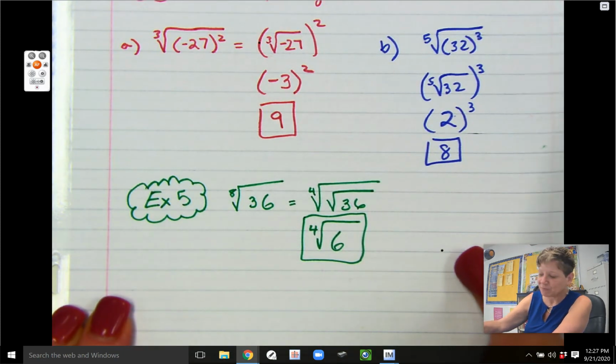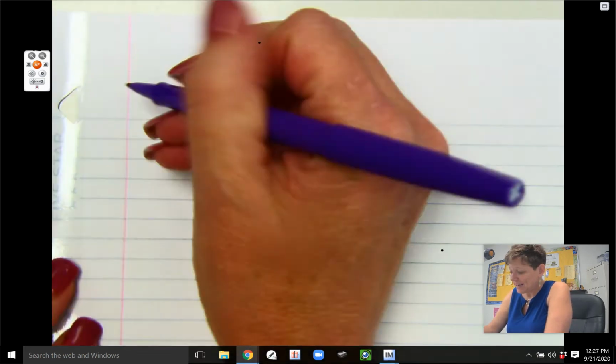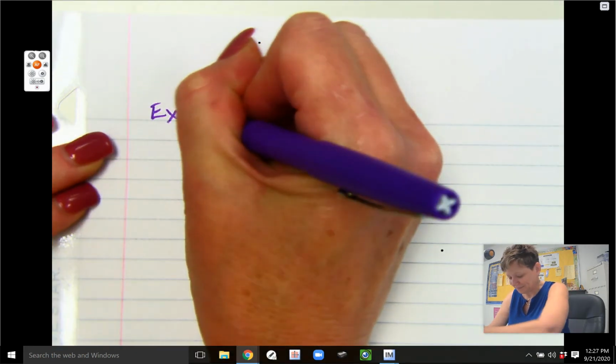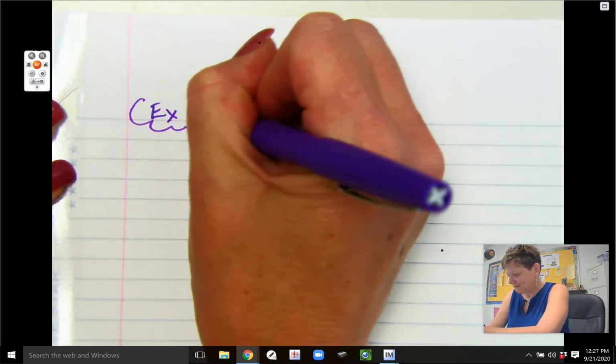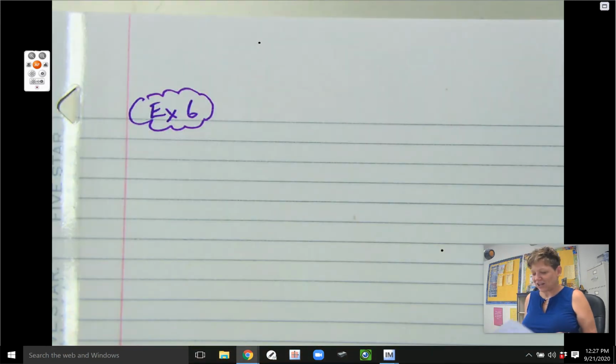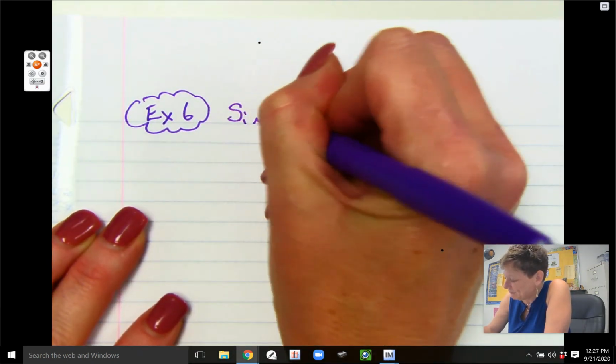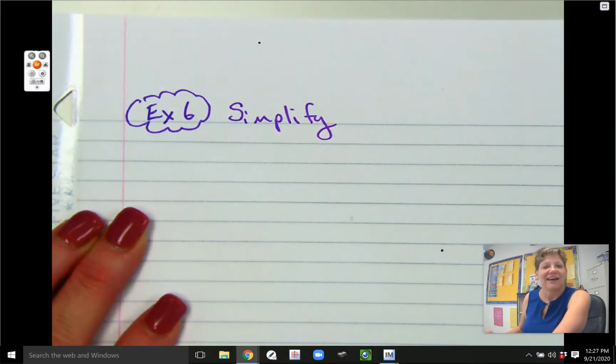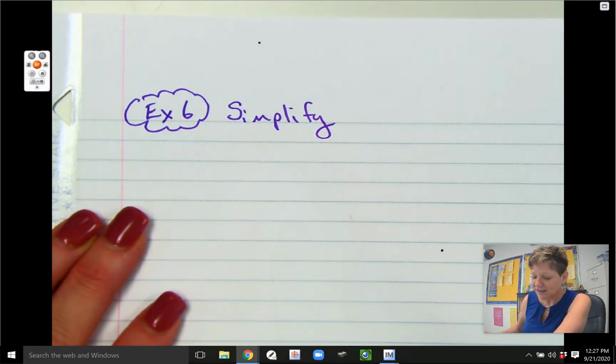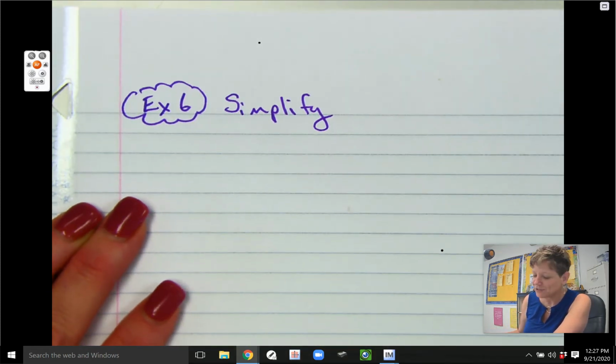All right, let's go on to example 6. You're probably wondering, how many examples are we going to have today? Well, a lot. I'm on page 2 of my notes. So we're going to simplify. Surprise, surprise, simplify again. I think all of the examples are simplifying.